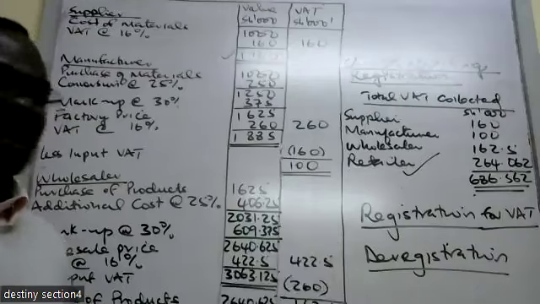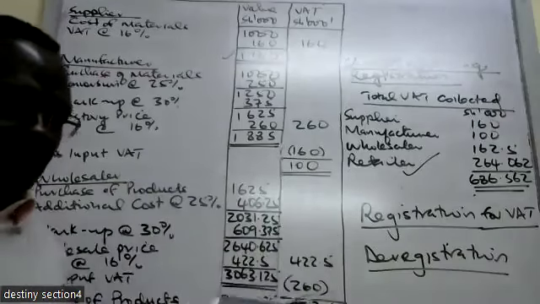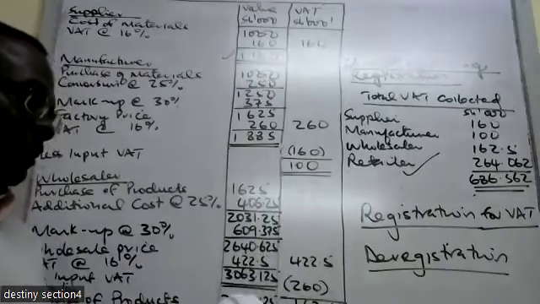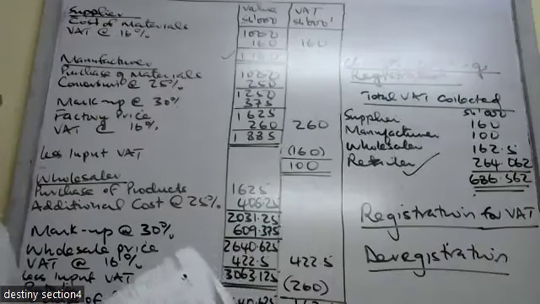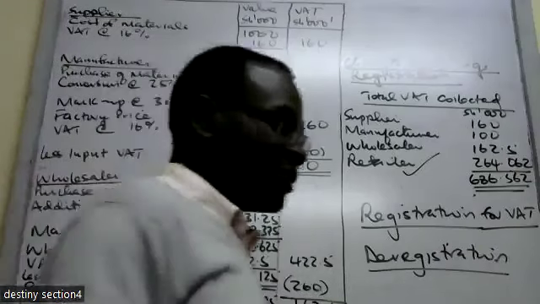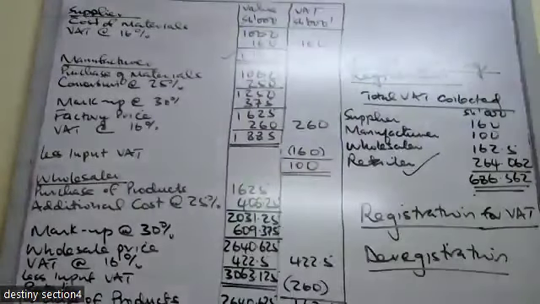So I want you to try that. Use this format. Try and get the VAT payable from the above transactions. Use a VAT rate of 16%. They've given you a custom duty rate of 35%.